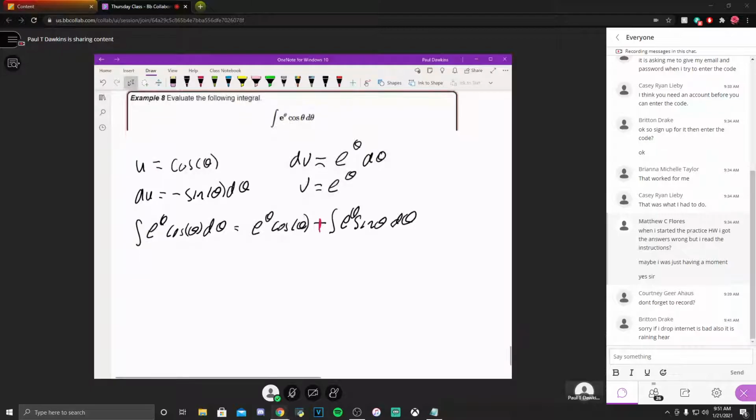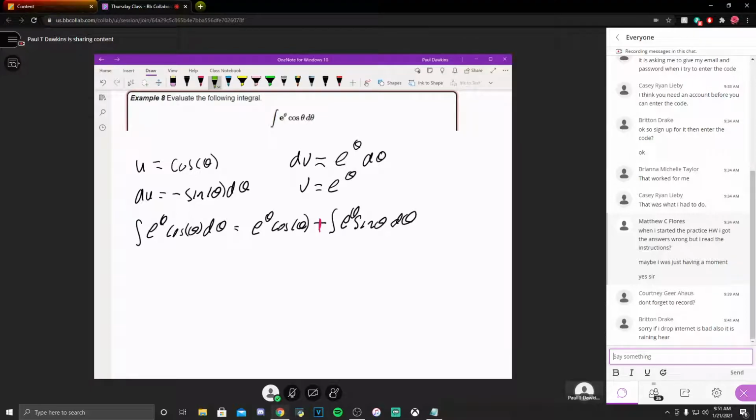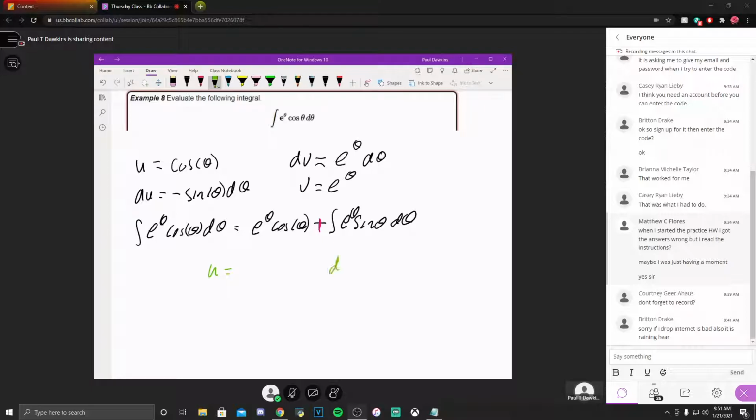At this point, the only thing I can think of to try is, you know what? We saw this in a couple of examples. The last example yesterday, I guess, was that sometimes you have to do integration by parts more than once. Who knows? Let's see what happens. Let's try it again, just to see. So let's do a u here and a dv.